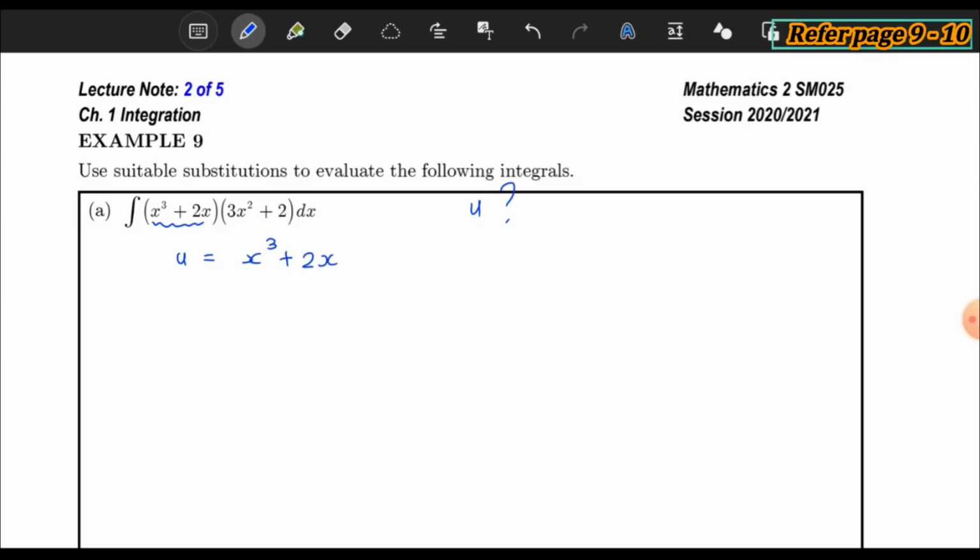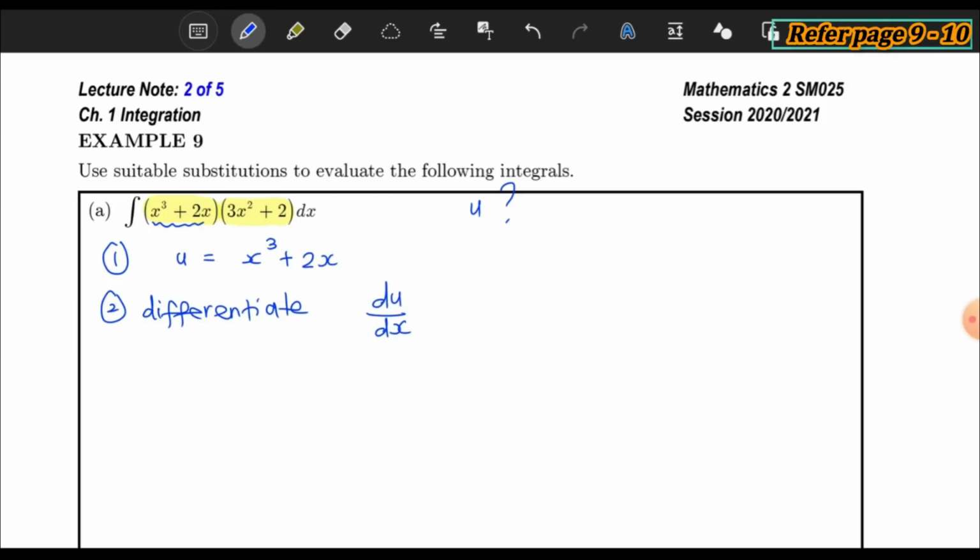And if you notice here, the first term is a polynomial function, and the second term is also a polynomial function. Both are from the same family, so usually we will use the substitution method. So the first step is to choose u. Second step, we need to differentiate.